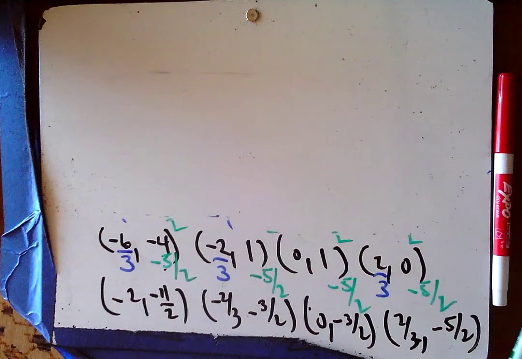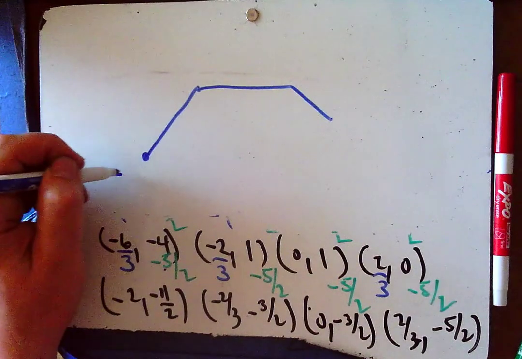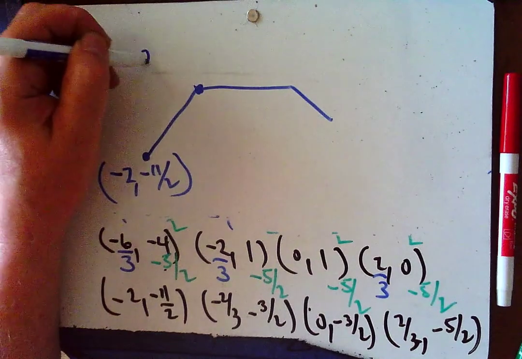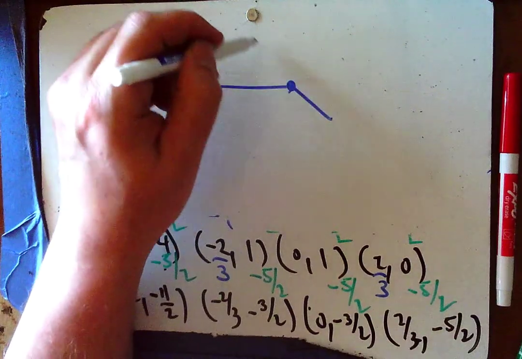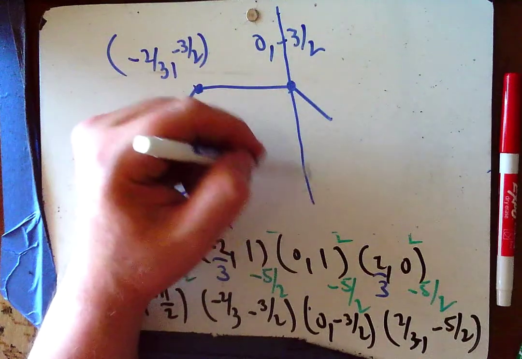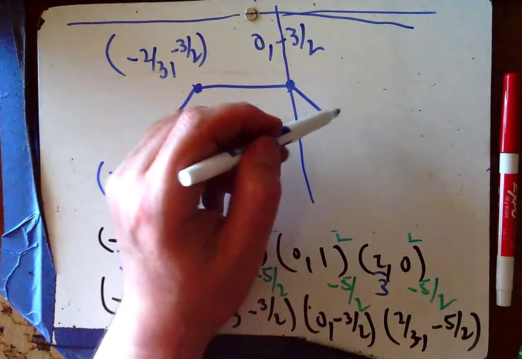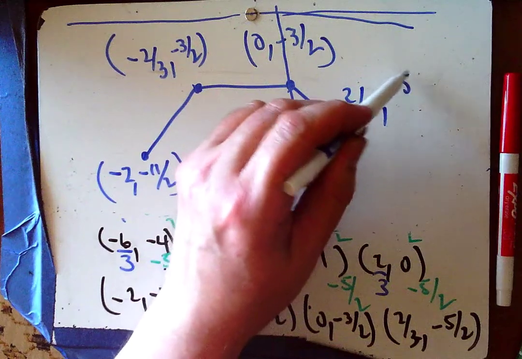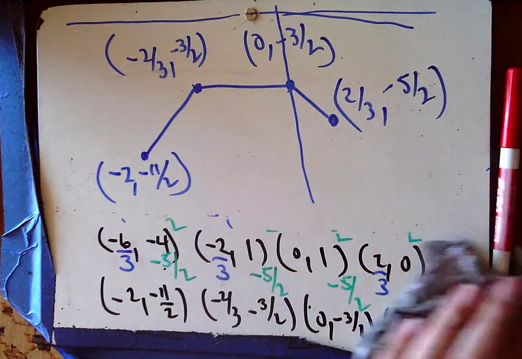So (-2, -11/2), (-2/3, -3/2), (0, -3/2). So I guess that's there and there for those of you who like axes. And then this point over here is (2/3, -5/2). Okie doke. Should be pretty comfortable with this.